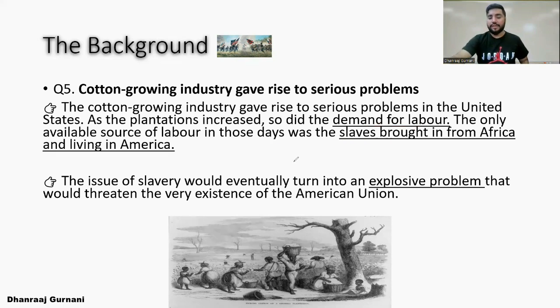The issue of slavery eventually turned into an explosive problem that would threaten the very existence of the American Union. So you will see that this slavery problem grows and grows. It eventually leads to the American Civil War, but there is more to it, which we will study in the coming 2-3 pages.